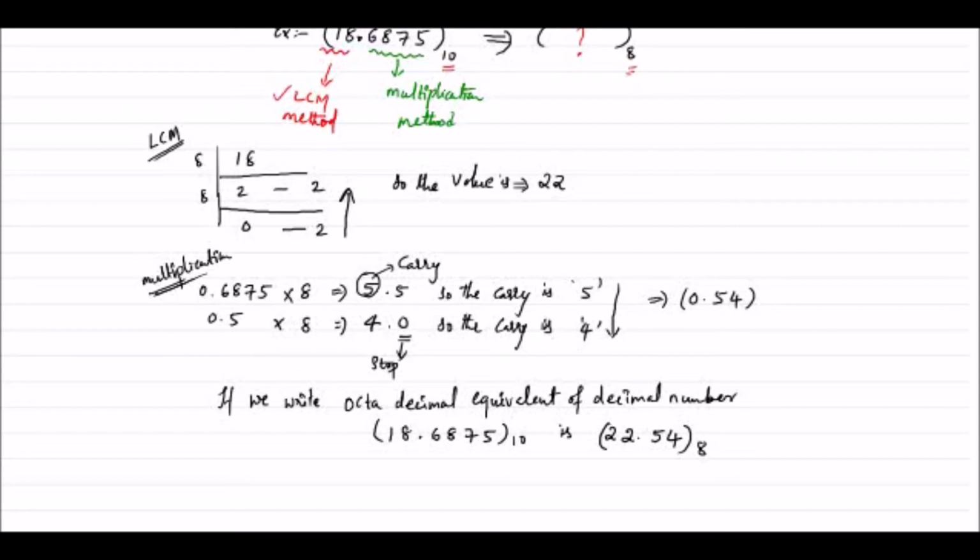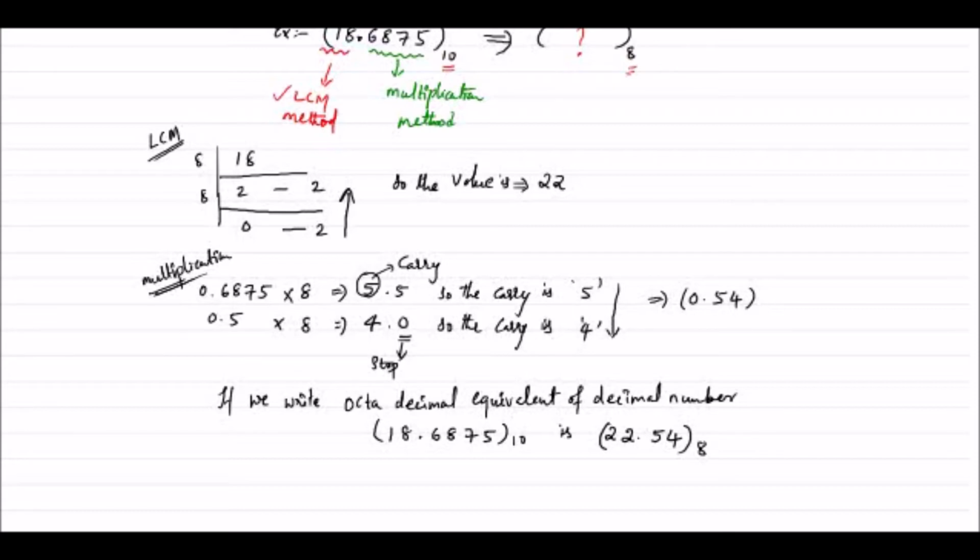Okay, and this I can write from here: 2 and 2. So I just kept a 0 here and brought this 2 here, and I will write from here 2 2. So the octal equivalent for decimal number 18 is 22.